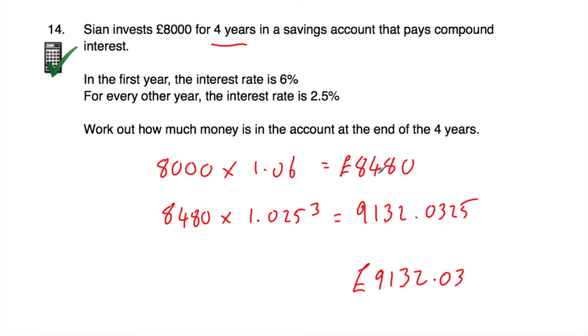for the first year. And then what we did was we considered the next 3 years. We used that as our initial. We then had our multiplier, which was 1.025, and then to the power of 3 because it was 3 years at that interest rate. And that's it.